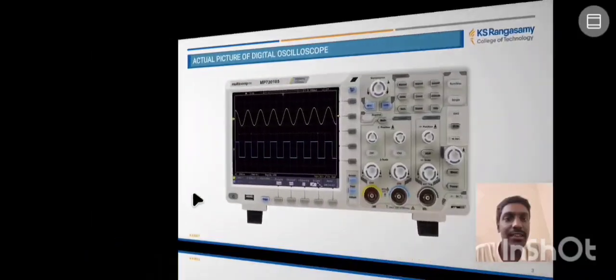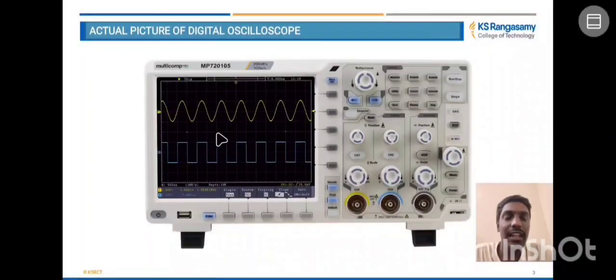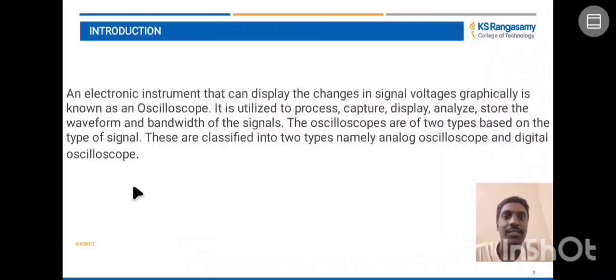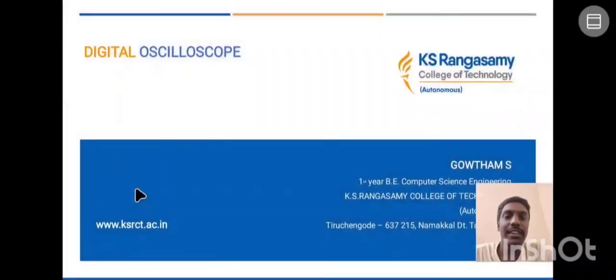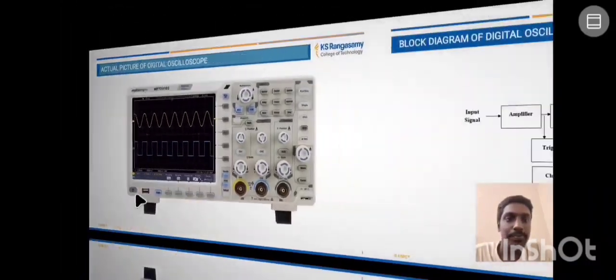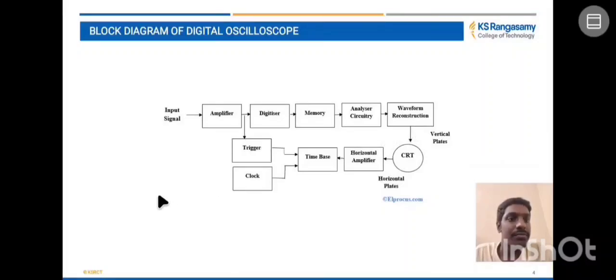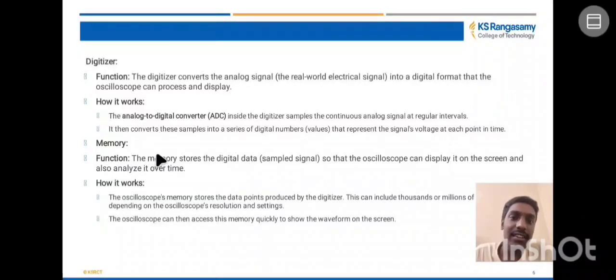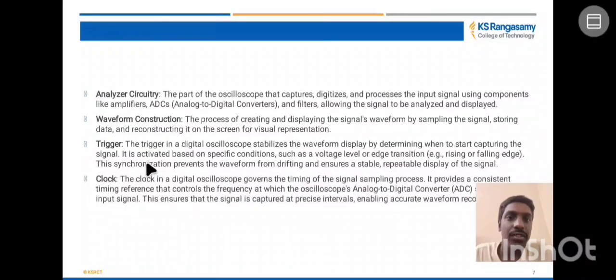As we can see here, it is stabilized in a correct form of each lens. So these are done by the waveform reconstructions and trigger. It is activated based on specific conditions such as voltage level or edge transition. This synchronization prevents the waveform from drifting and ensures a stable, repeatable display of the signal.